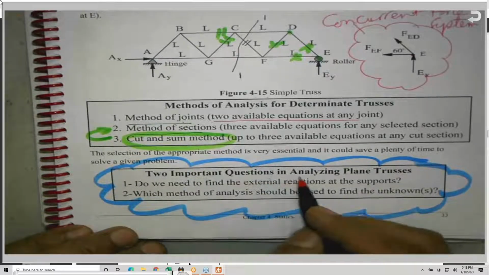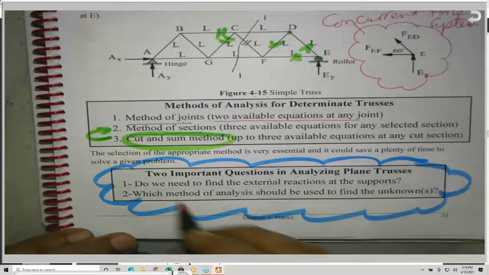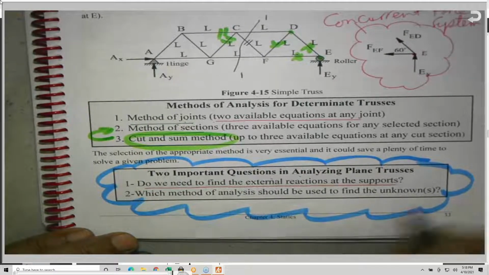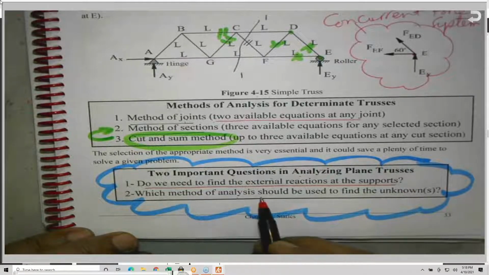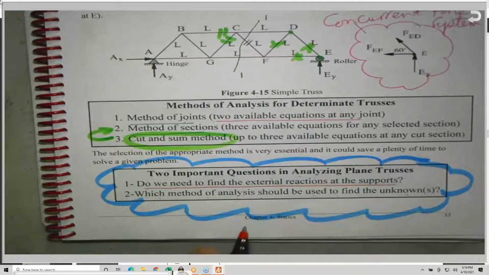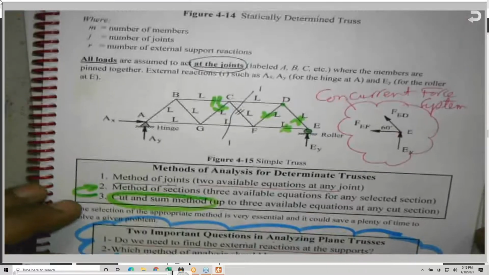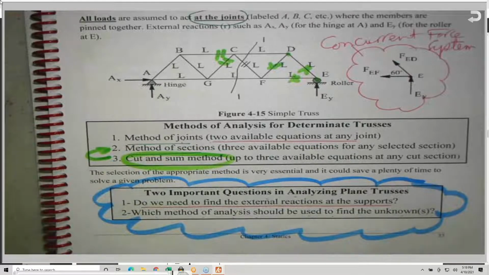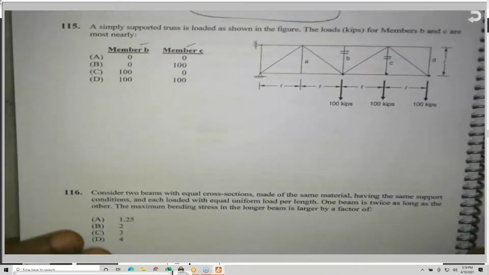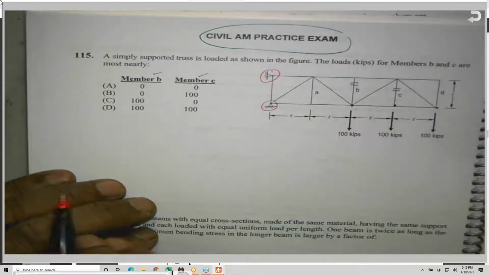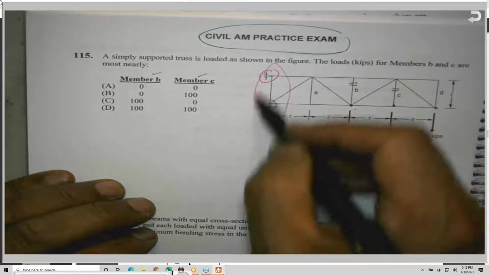Two important questions in analyzing plane trusses. Number 1, do we need to find the external reactions at the supports? Not necessarily. Sometimes yes, sometimes no. Number 2, which method of analysis should be used to find the unknowns? In this case, we have 3 methods, discussed on the following page in table form. I don't like you to jump immediately to find the external reactions. For example, in the problem for the PE, I have the supports here, and here are the loads. Do I need to find the external reactions here? The answer is no.